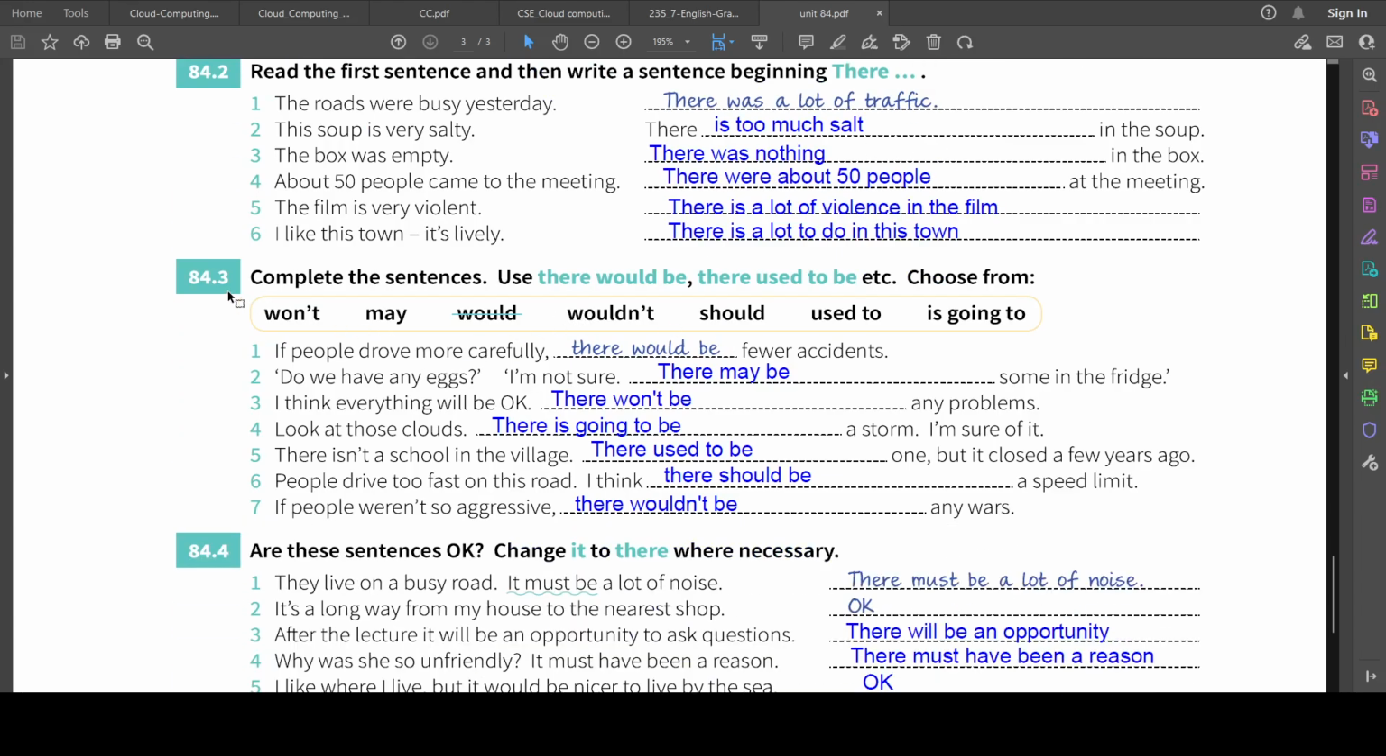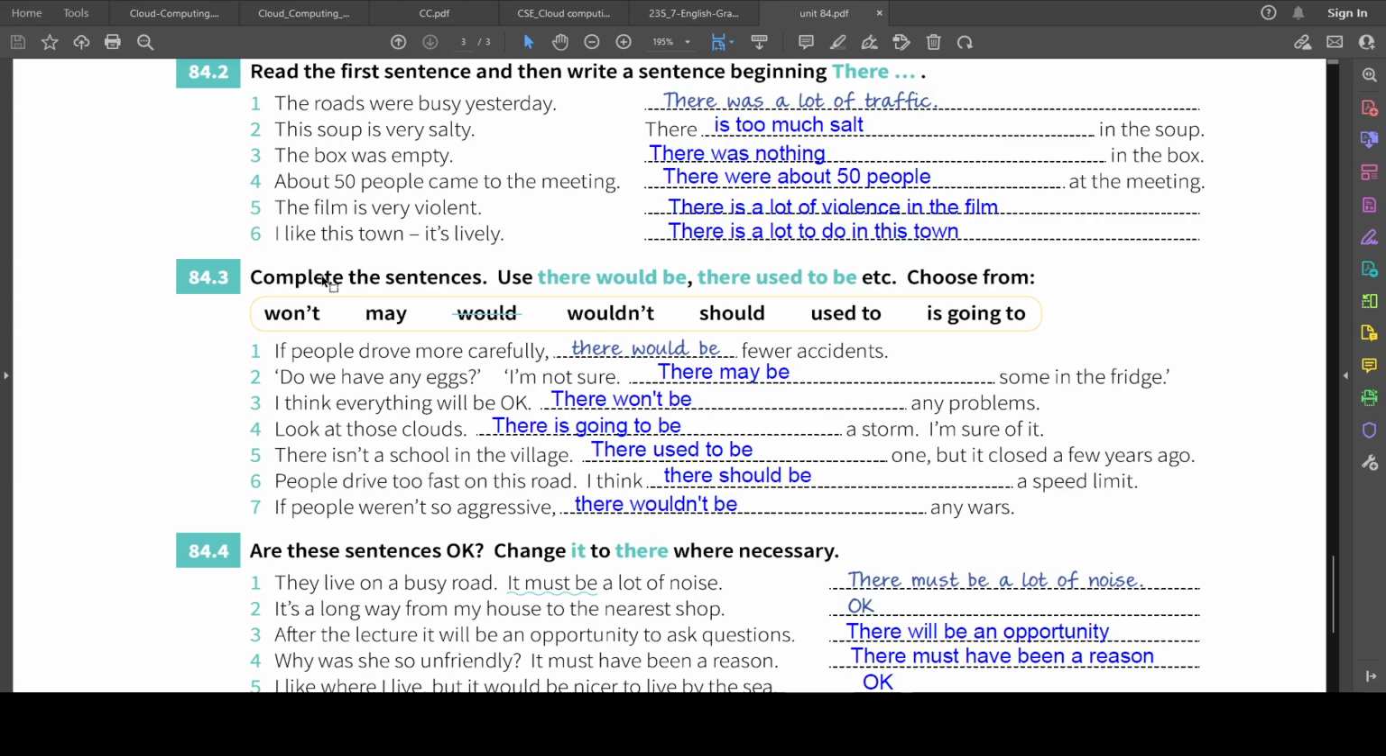So let's move on. Complete the sentences. Use there would be, there used to be, and so on. Choose from won't, may, would, wouldn't, should, used to, is going to. So let's start with the first one. If people drove more carefully, there would be fewer accidents. Let's move on to the next one.